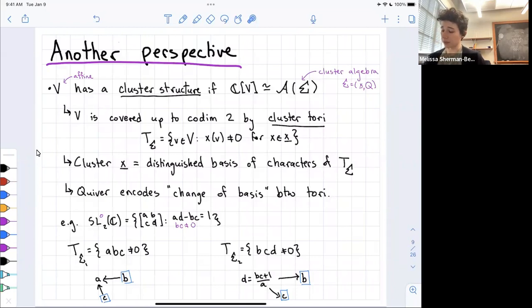And this is the perspective that I'll take for the rest of the talk: we're actually going to start with the tori, and then we're going to simultaneously pick these bases of characters very carefully, and then we'll find the quiver in exactly this way.